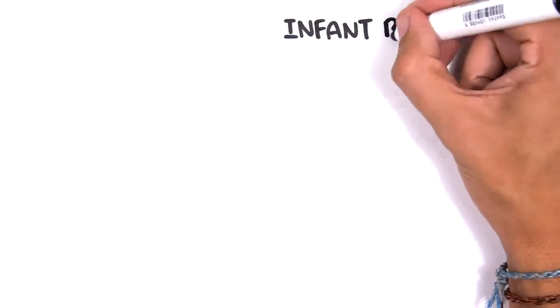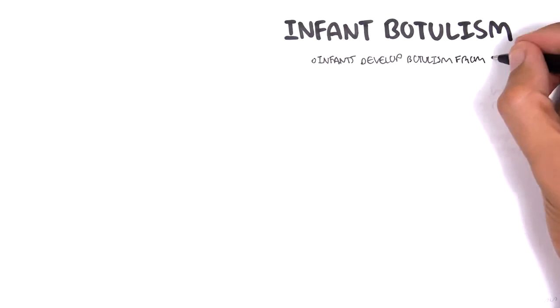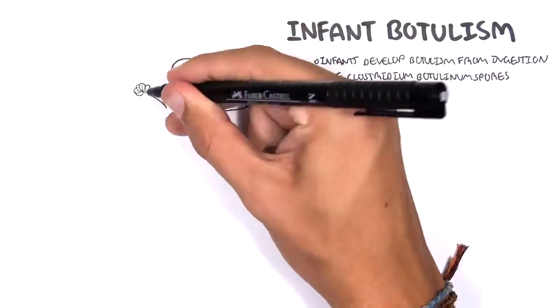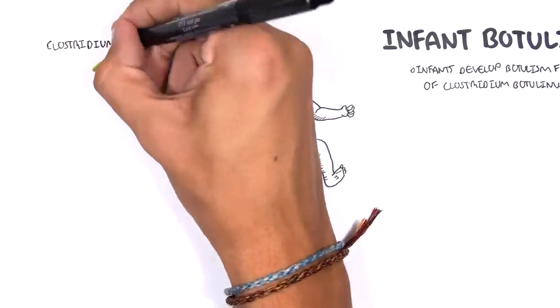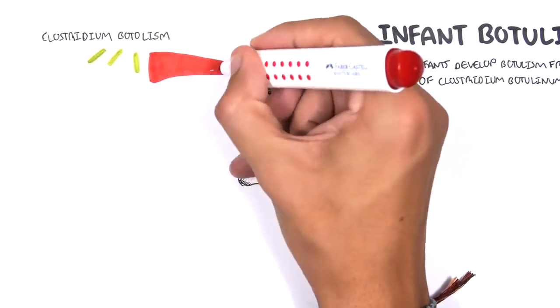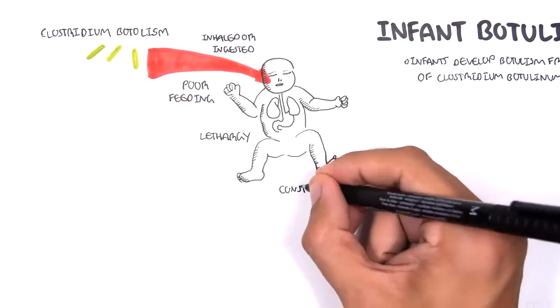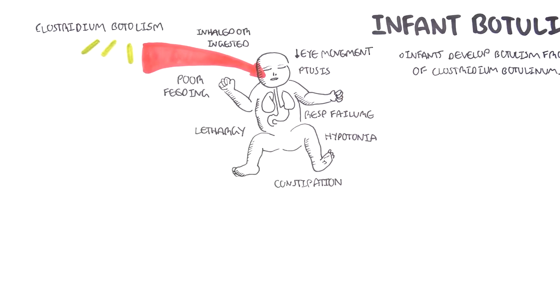The next infection is infant botulism. Infants develop botulism from ingestion of Clostridium botulinum spores. The sequence of events usually goes as follows. The infant inhales or ingests Clostridium botulinum. This results in the signs and symptoms which typically involve diminished muscle activity. This can be poor feeding, lethargy, constipation, respiratory failure, ptosis, decreased eye movements, and just lethargy in general indicates diminished muscle activity.